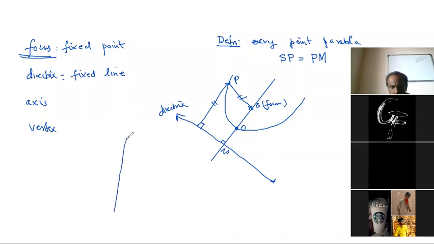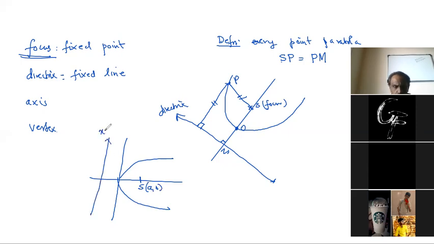If the parabola has vertex at the origin, focus as a comma 0, directrix as x equal to minus a, then the equation of this parabola will be y square equal to 4ax. Otherwise, it will not be. This parabola which I have drawn here, its equation need not be y square equal to 4x. It will have some other equation. Every parabola doesn't have a fixed equation. Only for this particular parabola, the equation will be y square equal to 4x. Is it clear to you?